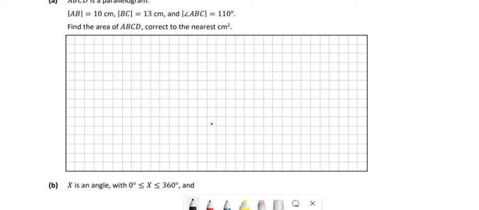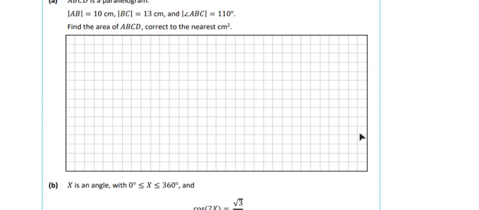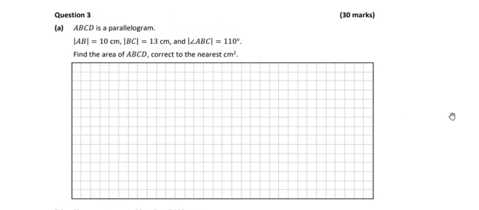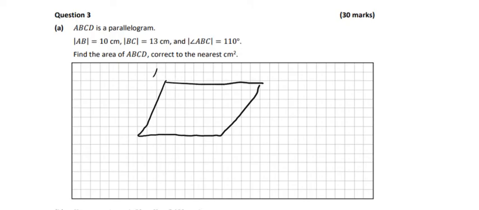Hi folks, this is question 3. We're told that a parallelogram exists here, ABCD, where AB is 10. Let's just draw this. It's not a very good drawing of it, but let that be A, B, C and D. So AB is 10, BC is 13, that makes this into 13.